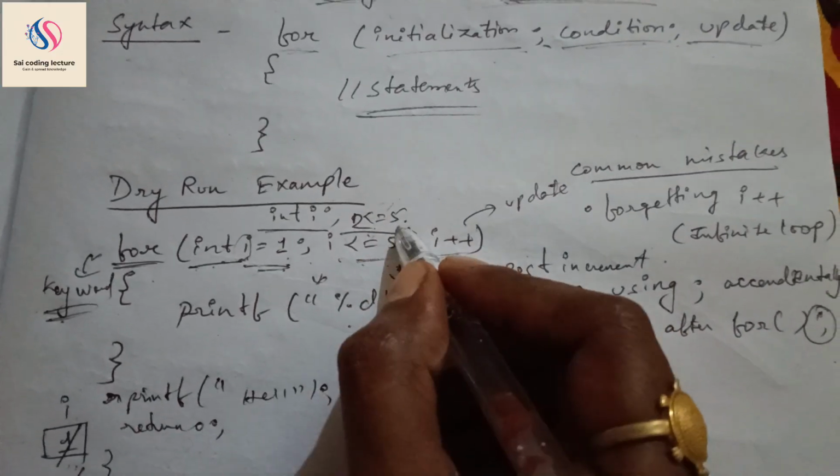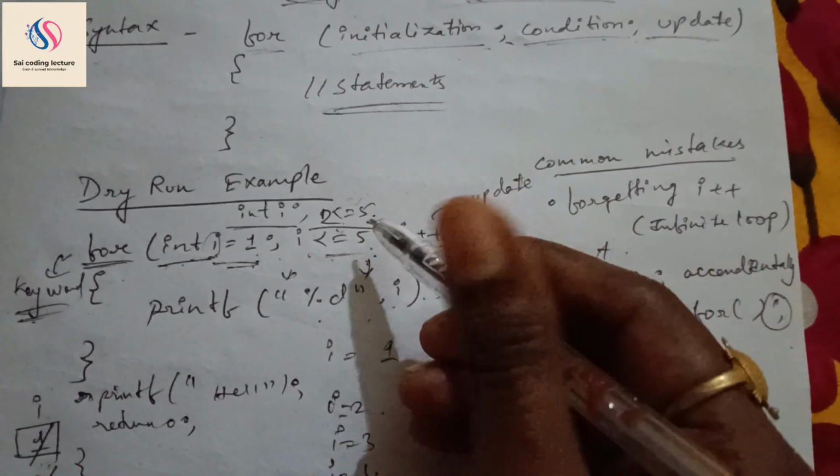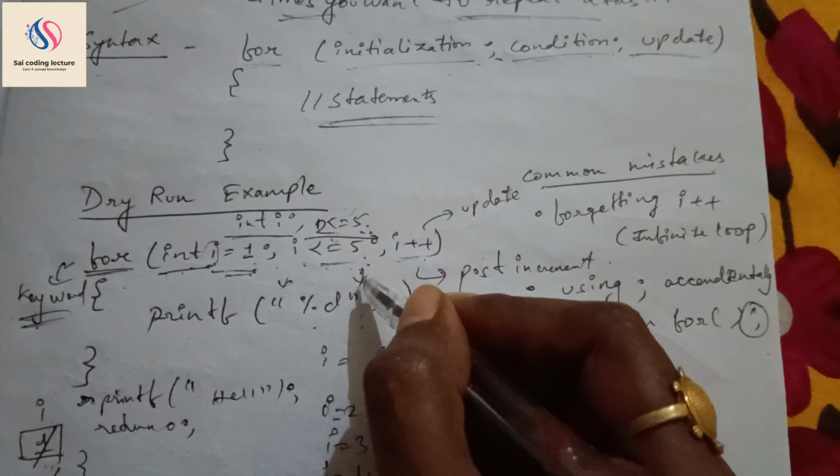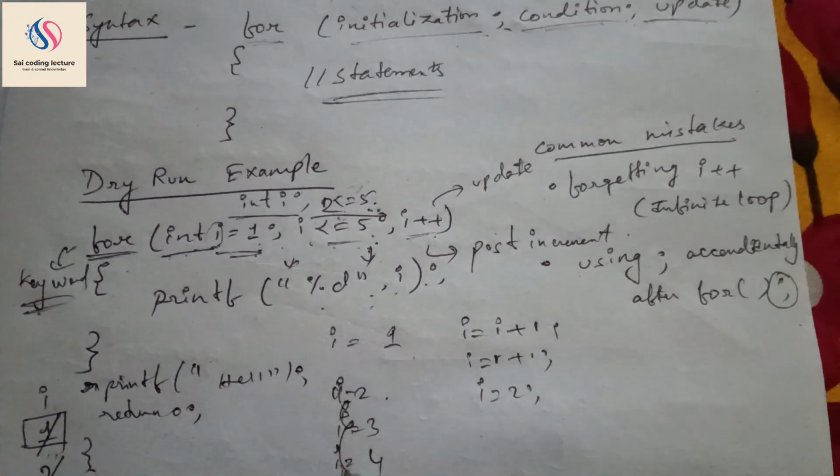5 is less than or equal to 5, yes, condition true. 5 is not less than 5, but it is equal to 5, right? So this condition is true. Again it will get into the statement and print i equal to 5. Now 1 2 3 4 5.